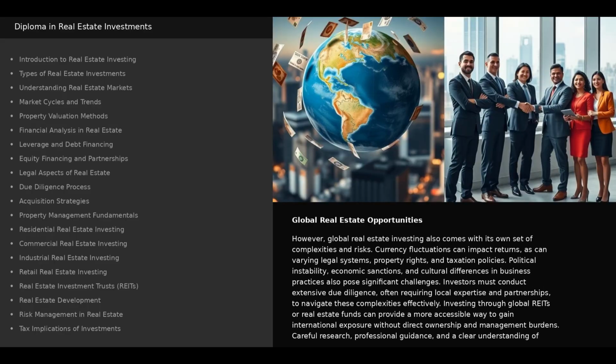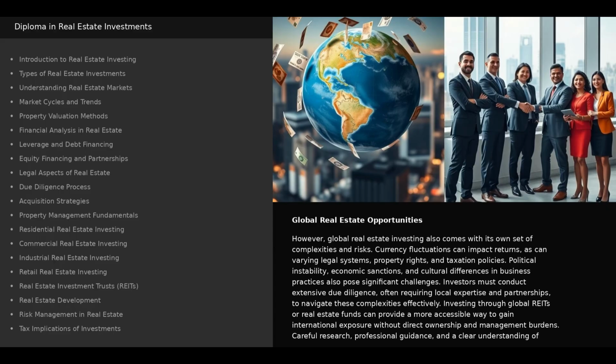However, global real estate investing also comes with its own set of complexities and risks. Currency fluctuations can impact returns, as can varying legal systems, property rights, and taxation policies. Political instability, economic sanctions, and cultural differences in business practices also pose significant challenges. Investors must conduct extensive due diligence, often requiring local expertise and partnerships to navigate these complexities effectively.